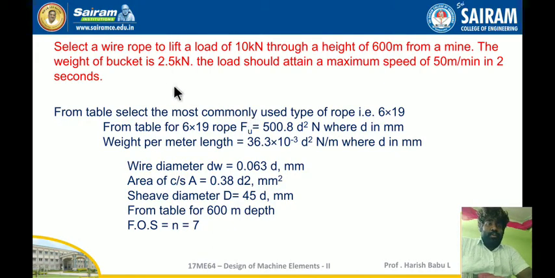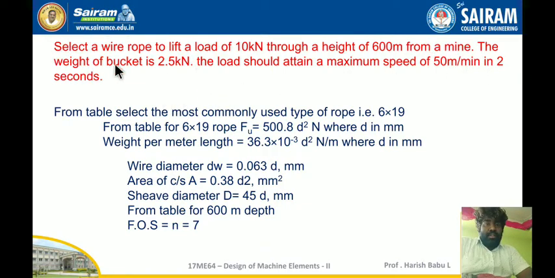So in this video, we're going to see the problems on the wire ropes. Let me take the problem. Select a wire rope to lift a load of 10 kilonewton through a height of 600 meter from a mine. The weight of the bucket is 2.5 kilonewtons. The load should attain a maximum speed of 50 meter per minute in 2 seconds.